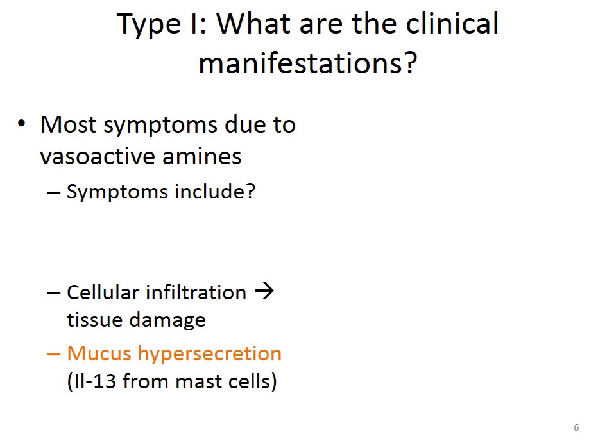Now, cell infiltration that comes as a result of these vascular symptoms can cause tissue damage. And specifically, you'll see a lot of mucus overproduction or hypersecretion, and this is a result of one of the cytokines known as interleukin-13. Interleukin-13 comes from mast cells, and as they degranulate, interleukin-13 is one of the things that they spit out.